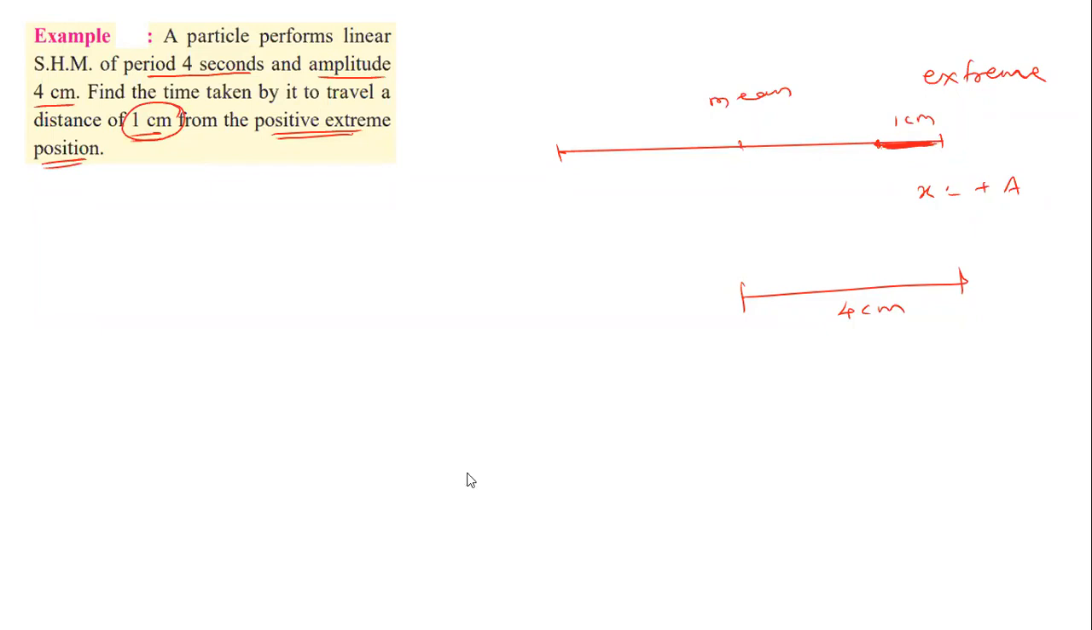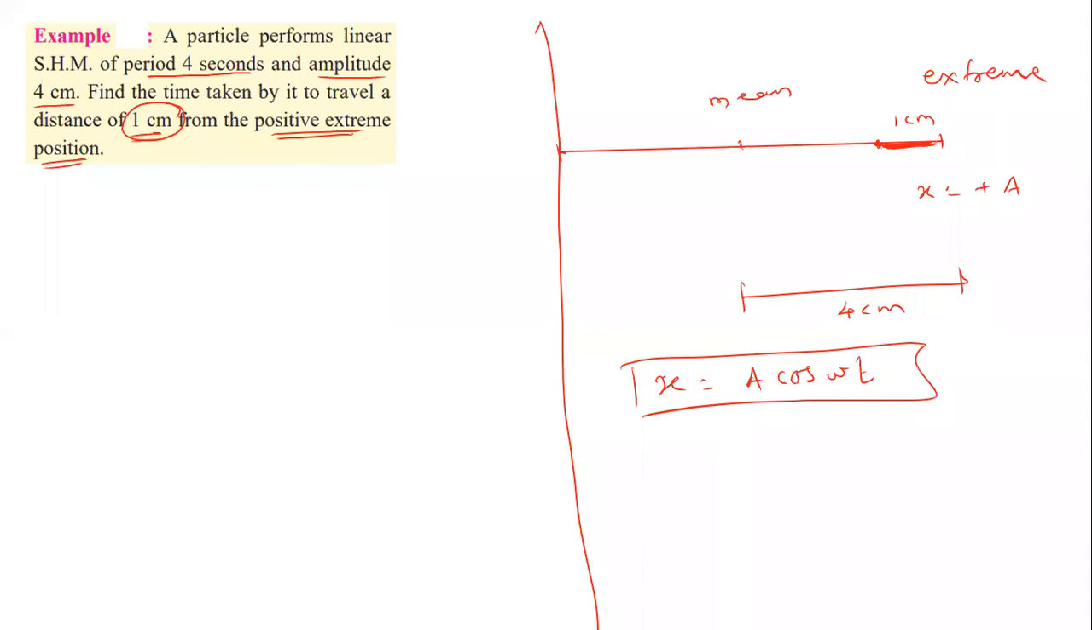In one article we learned two cases: if the particle starts at mean, and if the particle starts at extreme. Two formulas of the displacement we learned. So if the particle starts at extreme, the displacement is given by the formula A cos omega t. So we have to use this formula. In that, we have to find out the time to travel a distance of 1 centimeter.